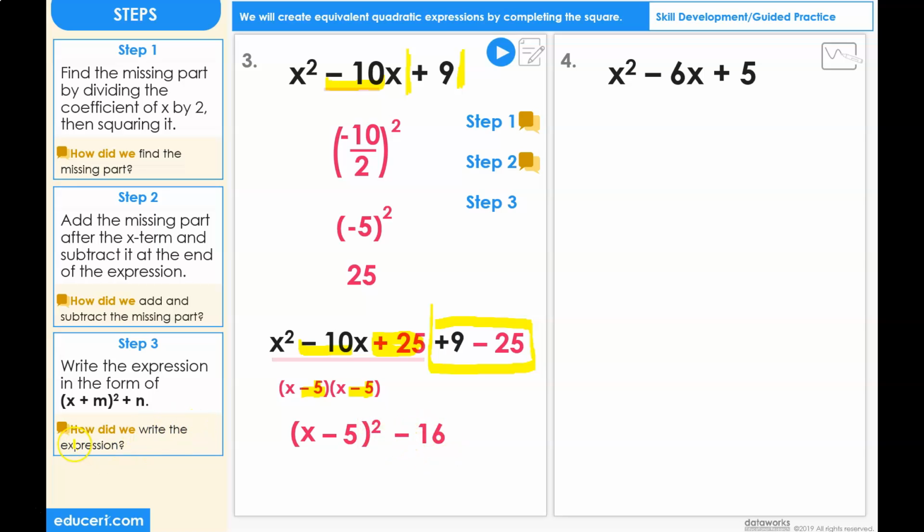How did we write the expression? To write this final expression, we factor the first three terms into a square binomial, and then we just combine the final numeric terms. You are now ready to create an equivalent quadratic expression by completing the square on problem number 4.